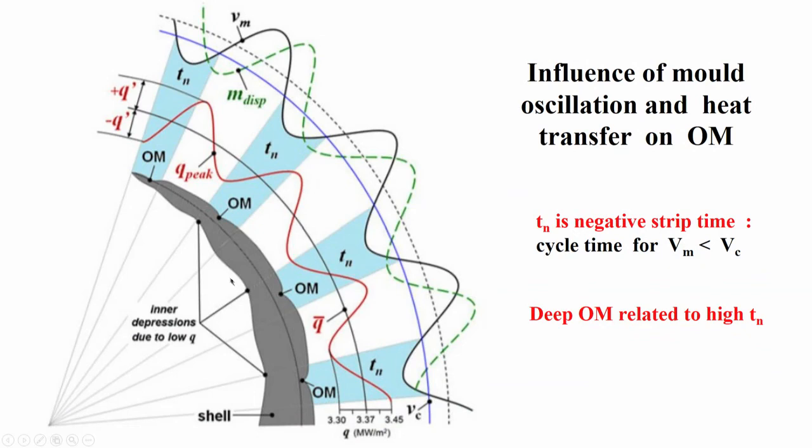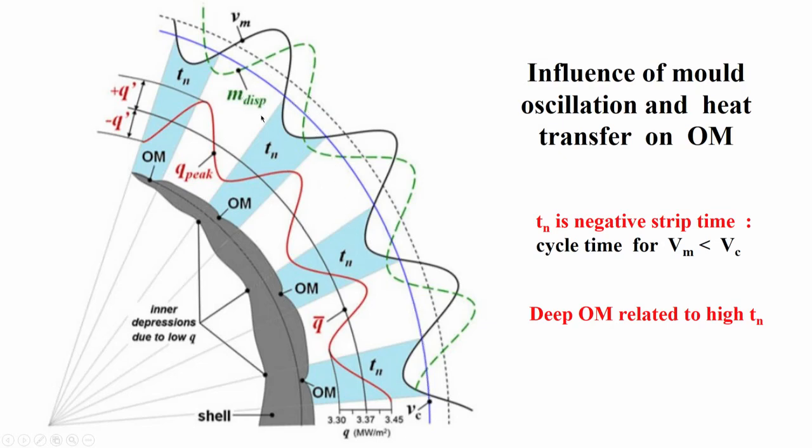So, again the same thing has been shown here, this is the shell, okay. And here you find oscillation marks, different oscillation marks, first here. So, where is the oscillation mark getting generated? In this blue zone. What is this blue zone? Negative strip time. What is negative strip time? This blue line here is the mould velocity, okay, VC, this blue line here I have shown VC.